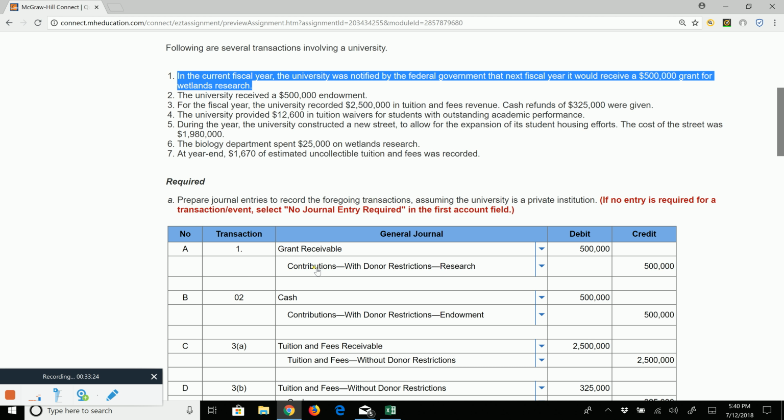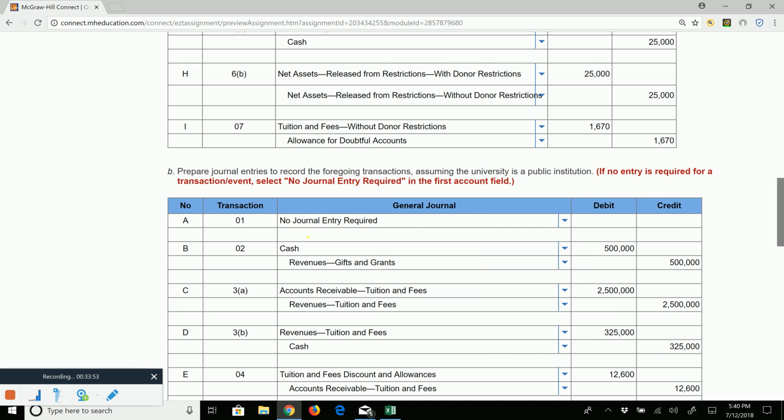All right, for the wetlands research. Okay, it's not like we need to do something first, right? We're definitely going to get it. All right, as long as we're going to do the research. That is a contribution with a donor restriction. Okay, and the reason why I say it's unconditional is because this is what we do. This is what a university does. They do teaching and research. There's nothing new. And then we didn't receive it yet, so we're going to debit the receivable. Now on the public university, just like we just saw, there's no journal entry required. We actually need to get there and actually do the research first before we record it as a revenue item.